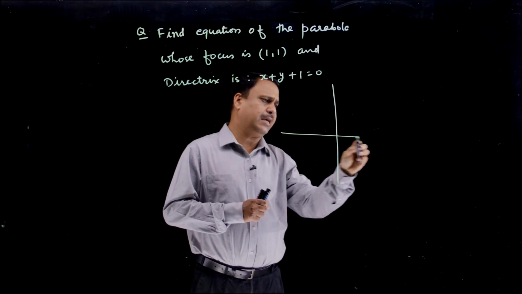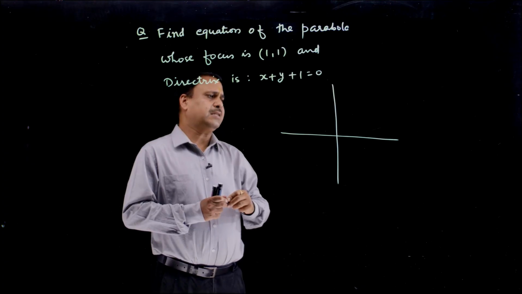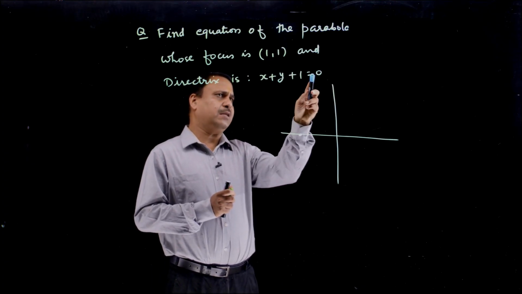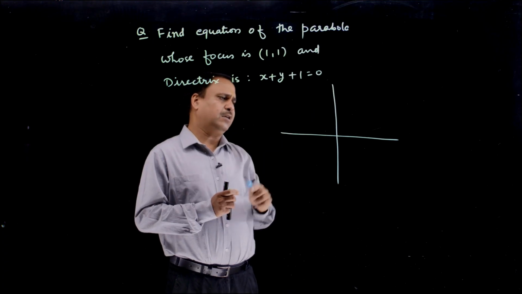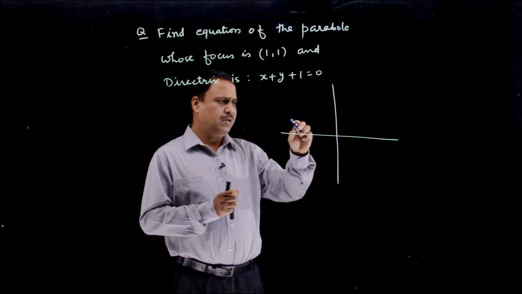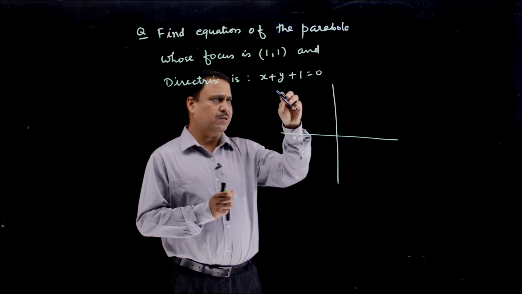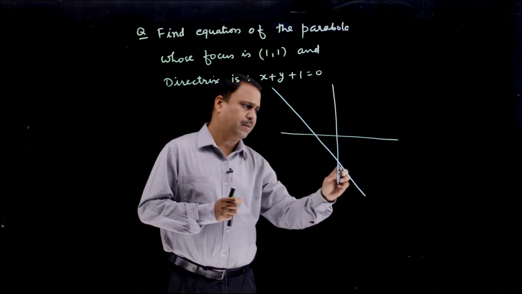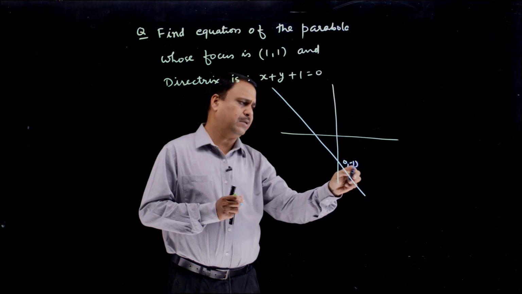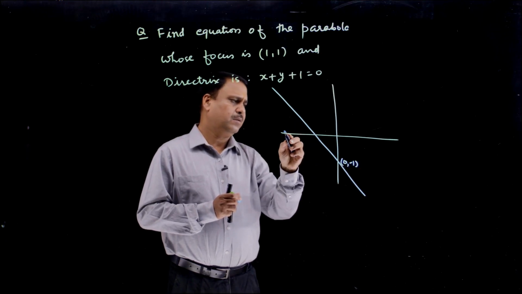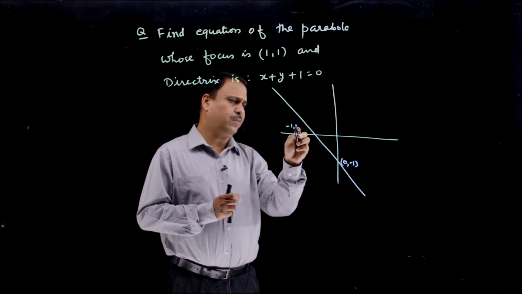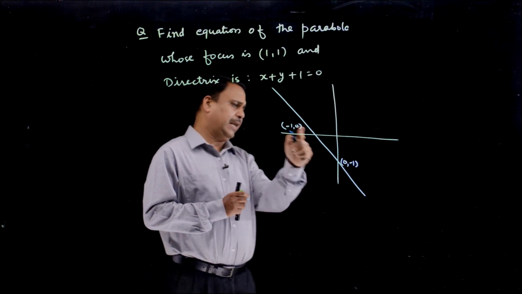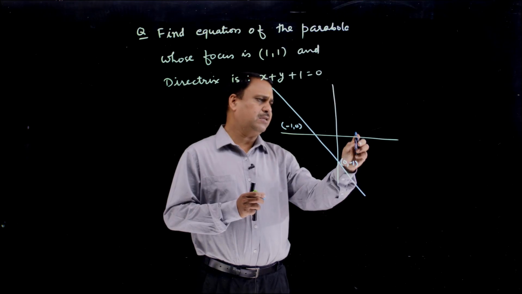let us assume this is the axis, and this line x + y + 1 = 0: when y is equal to 0, x is equal to minus 1, and when x is equal to 0, y is equal to minus 1. So this line is passing through (0, -1) and (-1, 0). And focus is (1, 1). This is the directrix and focus is (1, 1).